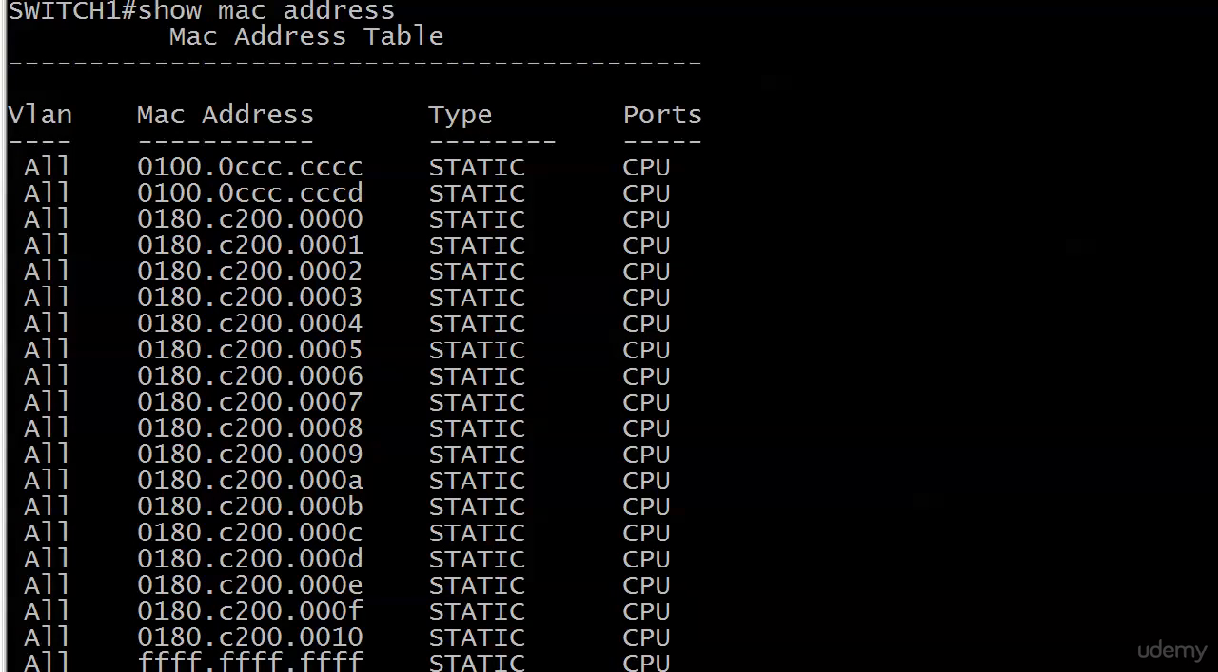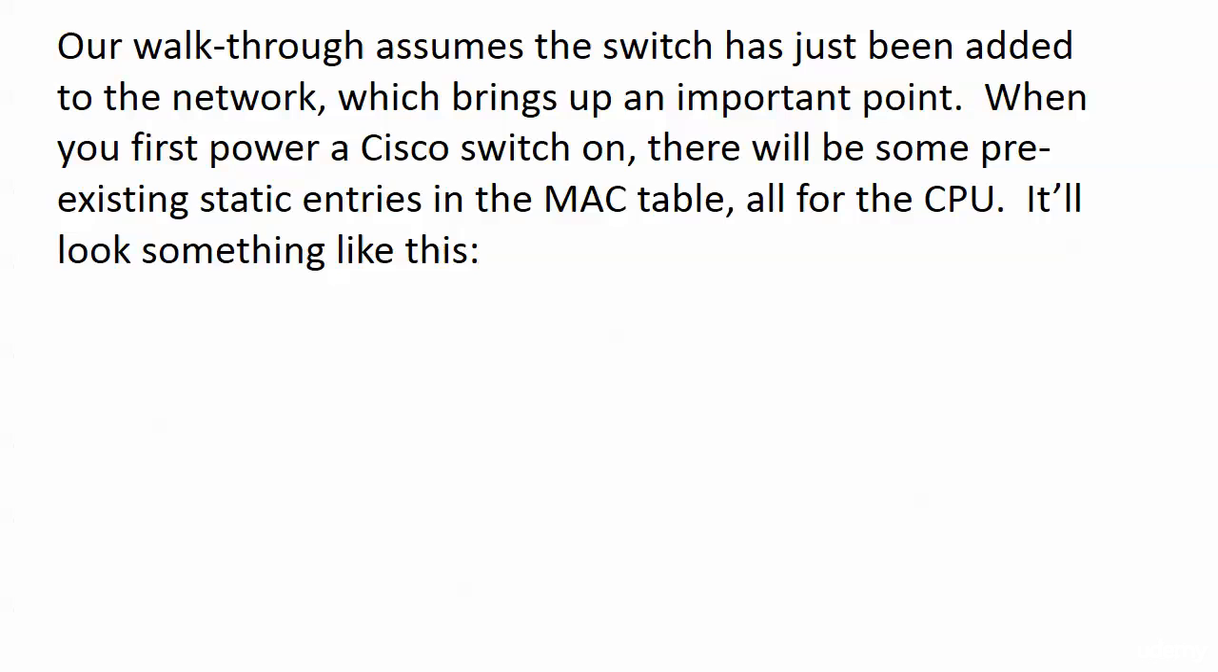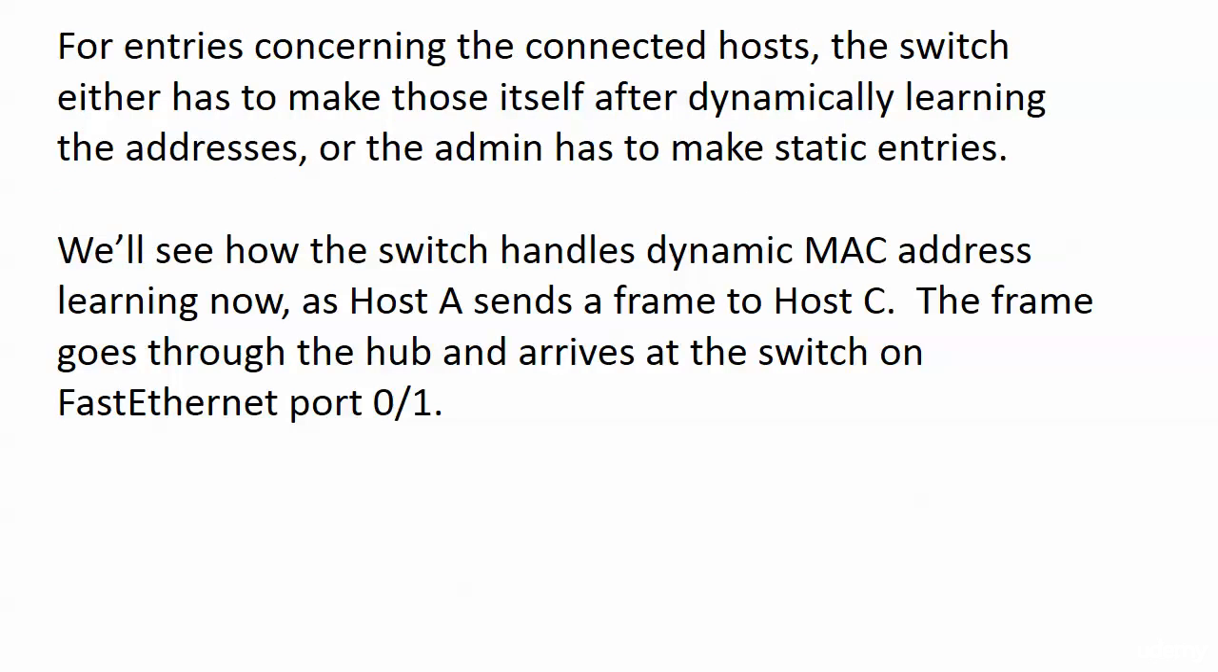But here you can see something called a VLAN, and these addresses belong to all of them. There's the MAC address, and you don't have to memorize this pattern or anything, but you see a little bit of a sequence going on there from 0 through F at the end of the addresses. Type obviously is static. I think the switch is trying to tell us something. And you can also see the ports are all for the CPU. So your MAC address table will not be empty, but it will be empty of dynamically learned addresses because it hasn't had a chance to learn any dynamic addresses yet. That's what our walkthrough is going to show us.